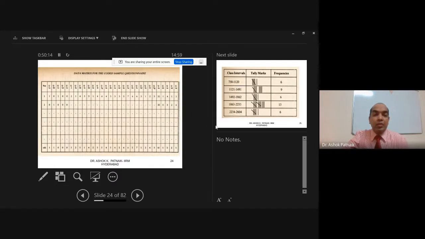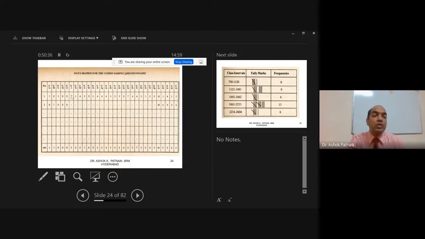Coding, I'll show you this one. This is how this coding sheet will look. If you can see here, question number 1 had 5 options, so 1, 2, 3, 4, 5. If he has chosen Times of India and some other paper, there you will be giving 1, 1, and you give 0 to the others.